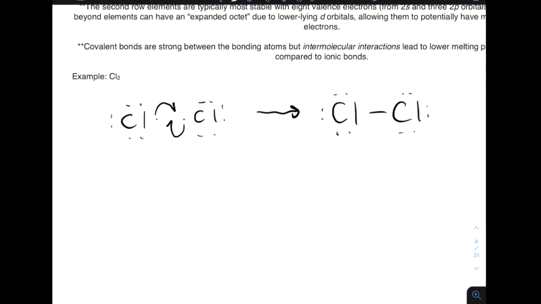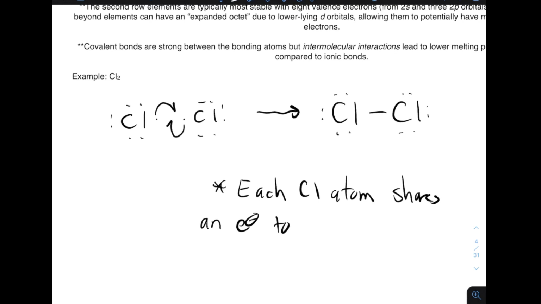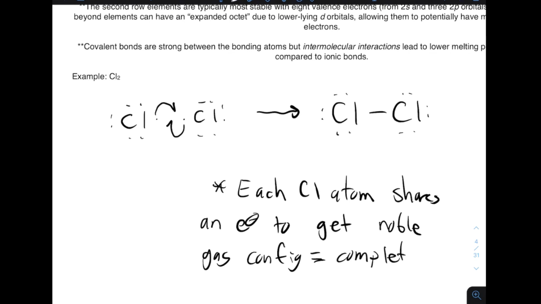And of course, as discussed before, each chlorine atom shares an electron to get noble gas configuration, therefore completing their octet rule. Right? So hopefully that makes sense.